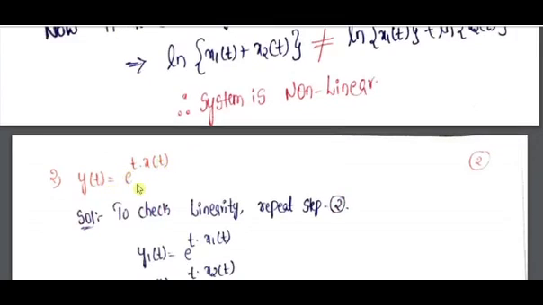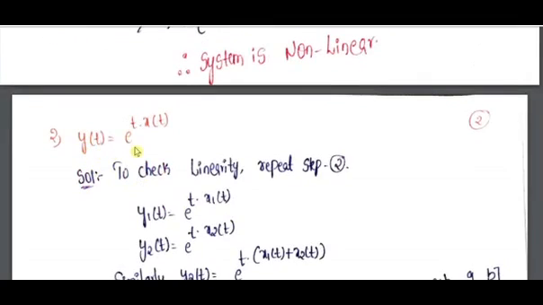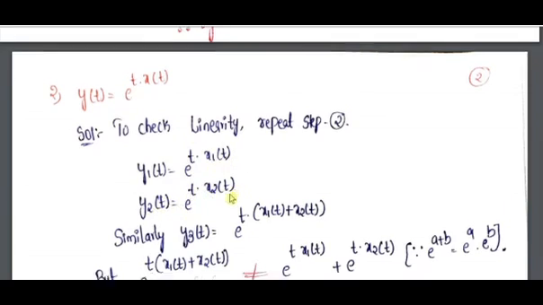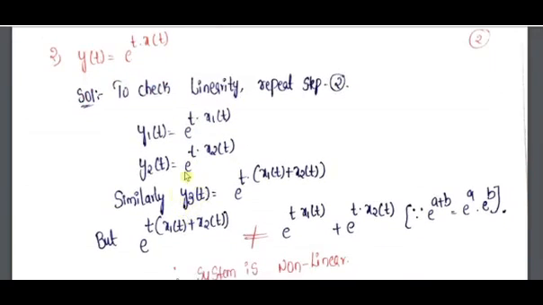Now let me go for the second problem, that is y of t equals e power t into x of t. The same process we have to repeat as we discussed in problem 1. To check linearity, first I should find y1 of t, then y2 of t. That y1 of t is e power t into, in place of x of t I have written x1 of t. Similarly for y2 of t, e power t into x2 of t. Now I need the overall response y3 of t.